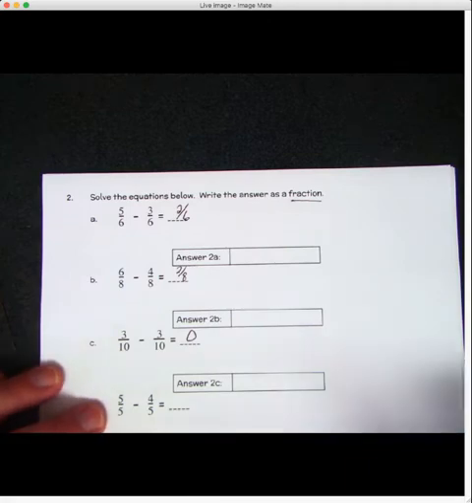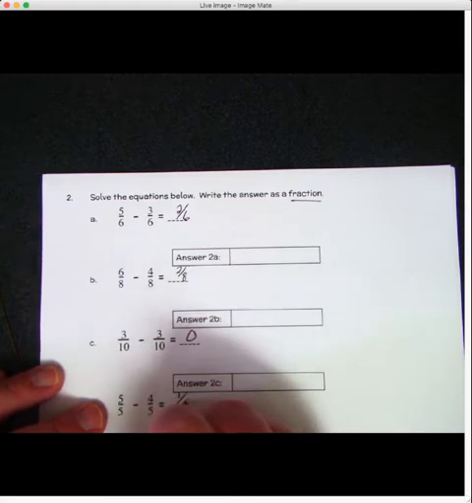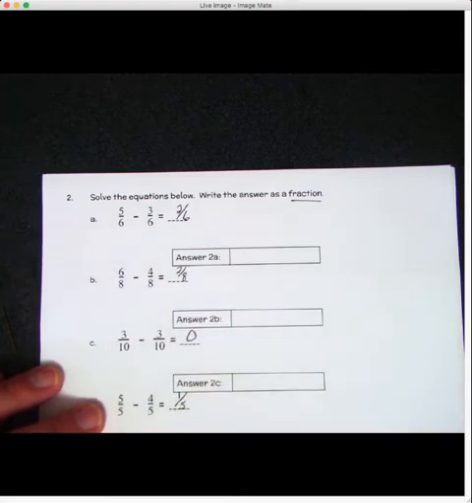5/5 minus 4/5 is 1/5. 5 minus 4 is 1. 5/4 minus 4/4. 5 minus 4 is 1/4.